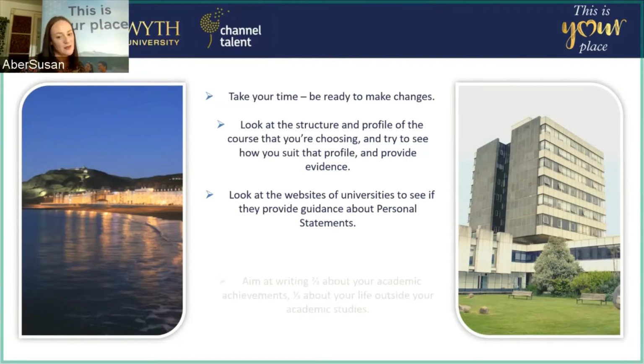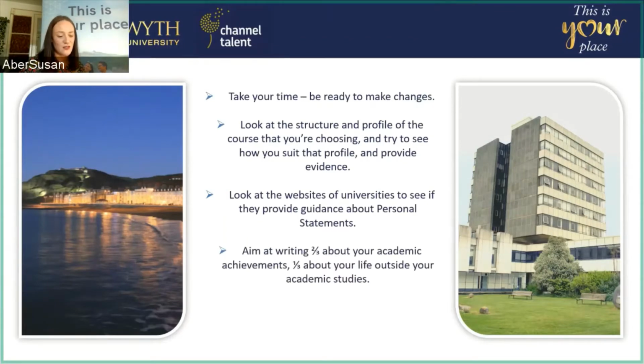You need to be aiming to write about 2/3 of your personal statement about your academic achievements and 1/3 about your life outside your academic studies. We will get to this. And this is a big bugbear, and a big panic for a lot of people, but you've only got a maximum of 4,000 characters to use in your personal statement. That's 47 lines, which comes to approximately 650 words, give or take. That is not a massive amount of words to play with, so you need to make sure every word counts.